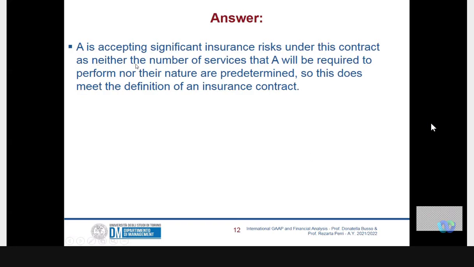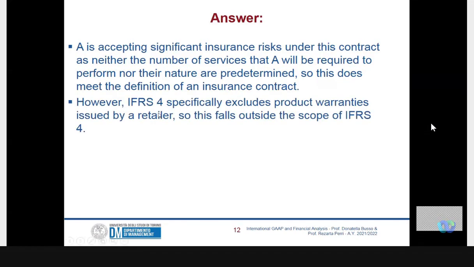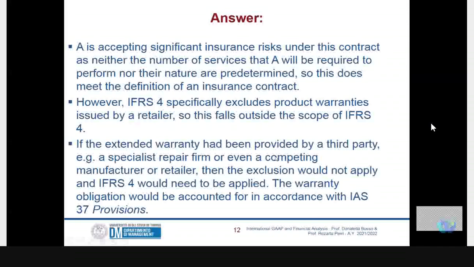Of course, the company is accepting significant risks under this contract because we don't know the number of services that we will be required to perform on behalf of our customer, or we don't know the nature of the performing or the repairing that needs to be done. So basically this fulfills and meets the definition of the insurance contract. But as we said, IFRS 4 specifically excludes the product warranties issued by a retailer. So this should fall outside the scope of IFRS 4. Actually, it is part, as we said, of IAS 37, which is the provisions standard.